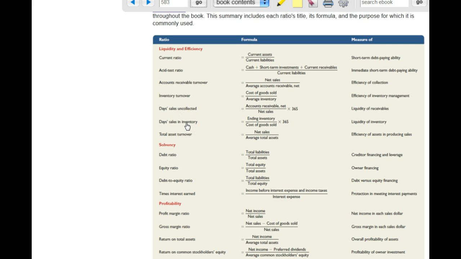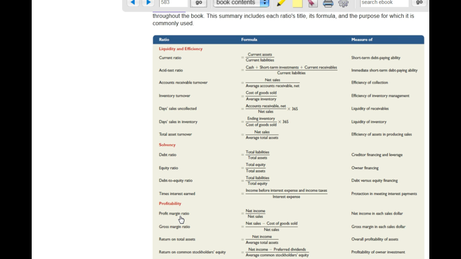Days' sales in inventory. Here's another one. I'll just kind of go through this. Ending inventory divided by cost of goods sold times 365 days. All right. That's pretty good. Solvency, total liabilities divided by total assets. The more liabilities you have, the greater the risk of the company. Okay? And certain industries have a history of higher risks than others. So you want to keep that in mind.